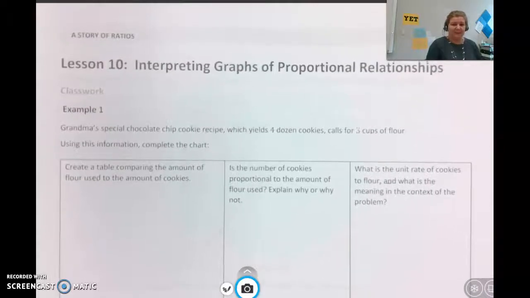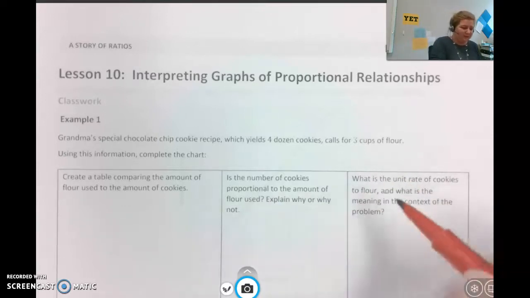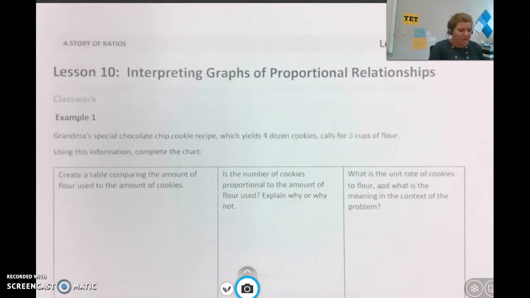Lesson 10. We're going to be interpreting the graphs of proportional relationships today. So we have a situation about Grandma's special chocolate chip cookies. Her recipe yields 4 dozen cookies and calls for 3 cups of flour. Using this information, we're going to complete this entire chart here.